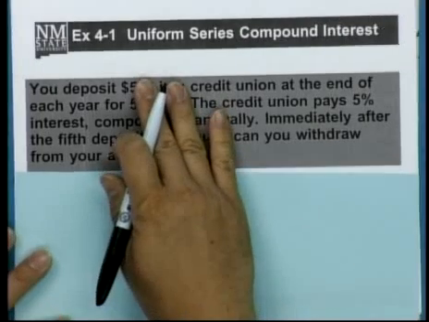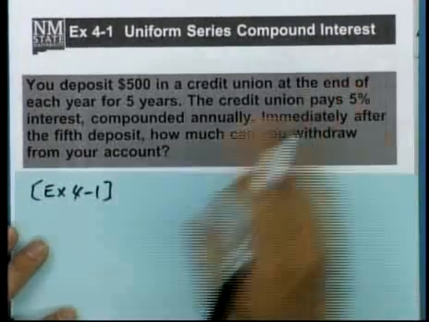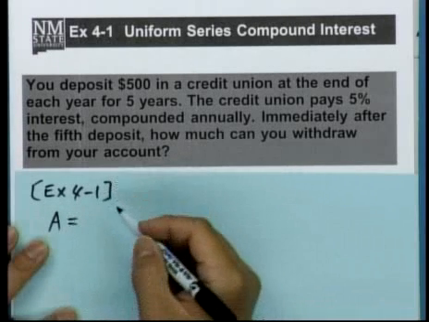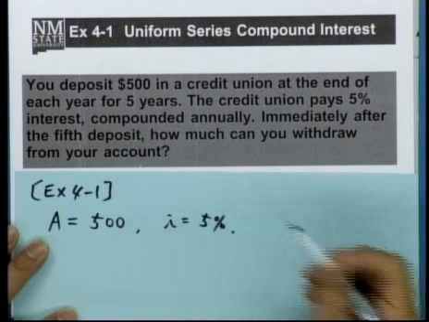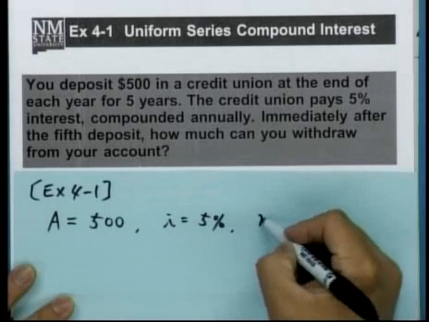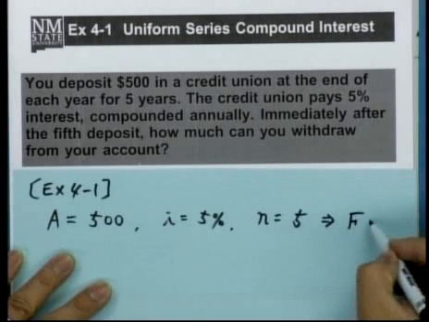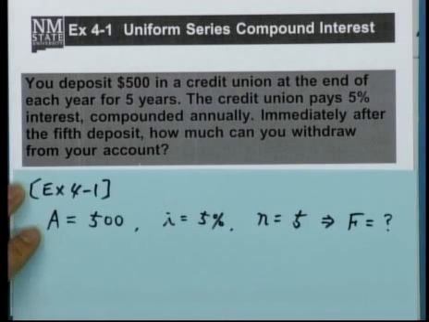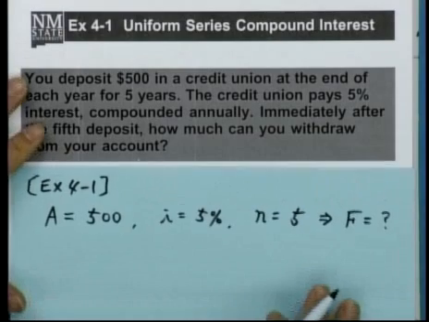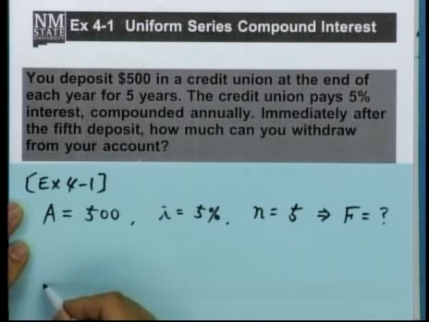So first we are working on example 4-1. From the problem description, we know that the value of A is 500, right? And i, the interest rate, is 5% over 5 years, right? So n should be 5. And we want to know the future sum, which is F. Okay? So we can answer the question by using the uniform series compound amount formula. But before we do that, why don't we draw the cash flow diagram first to visualize the current situation.